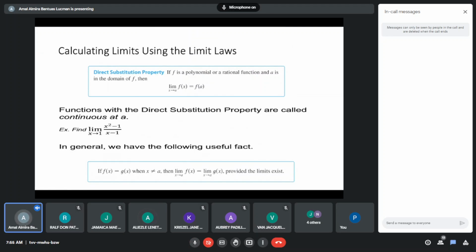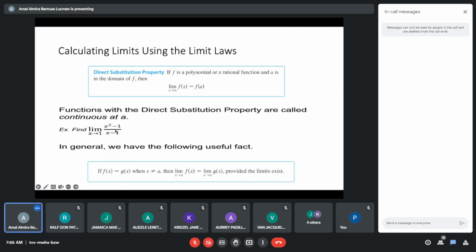Yes, ma'am. Okay. Functions to which we can apply the direct substitution property are called functions that are continuous at a. We will discuss this more when we get to continuity.